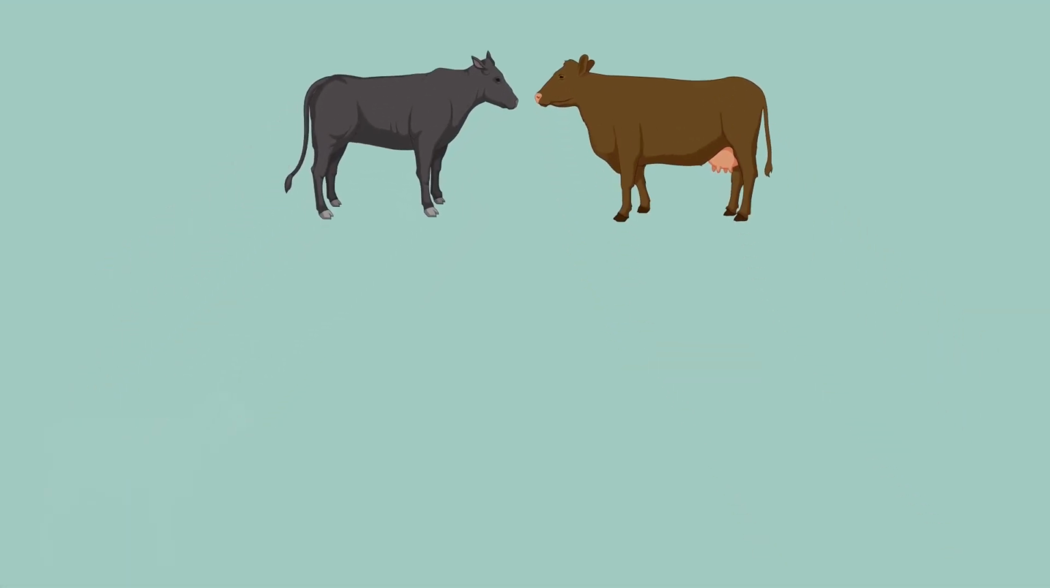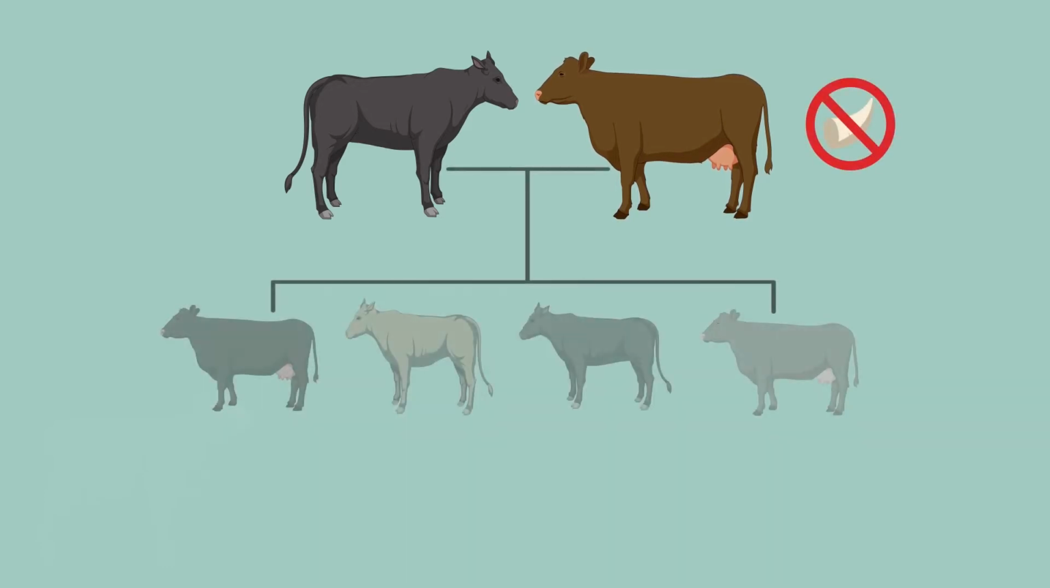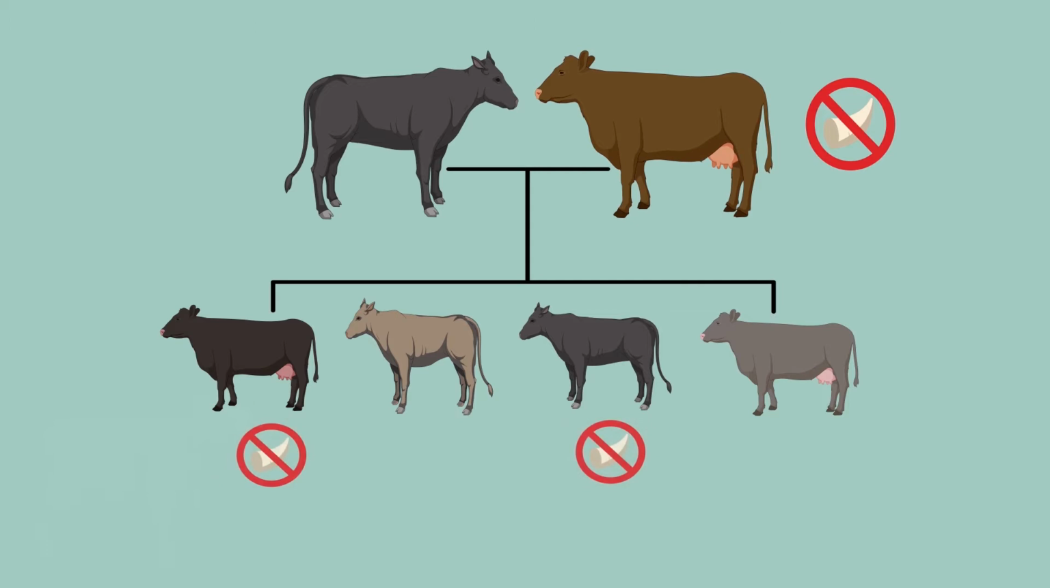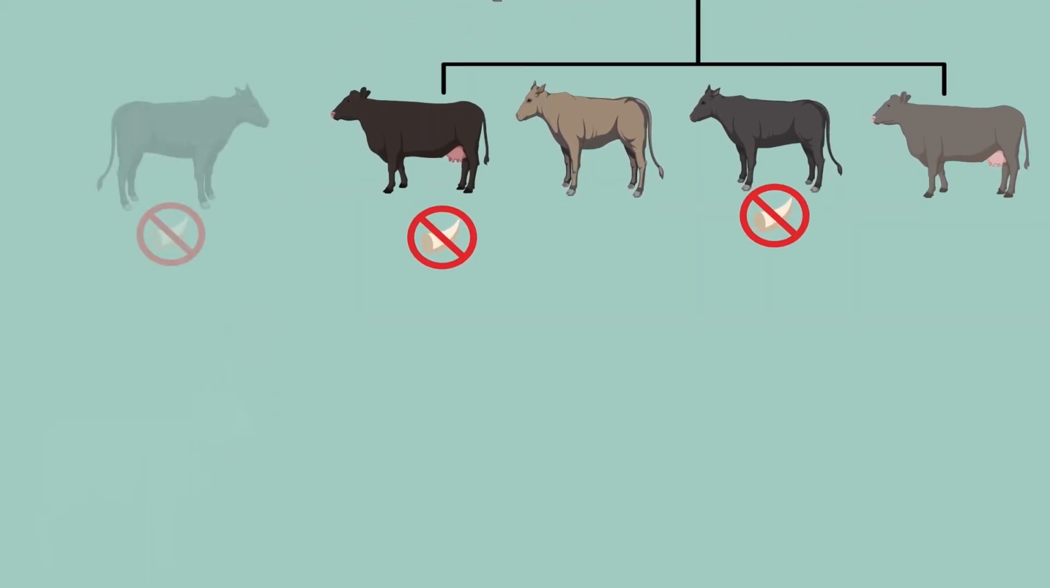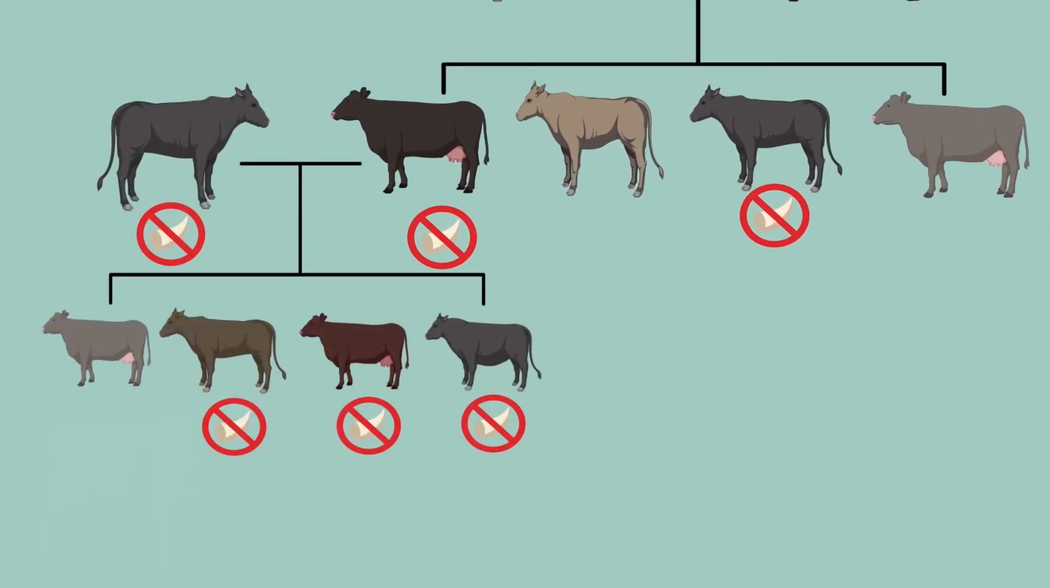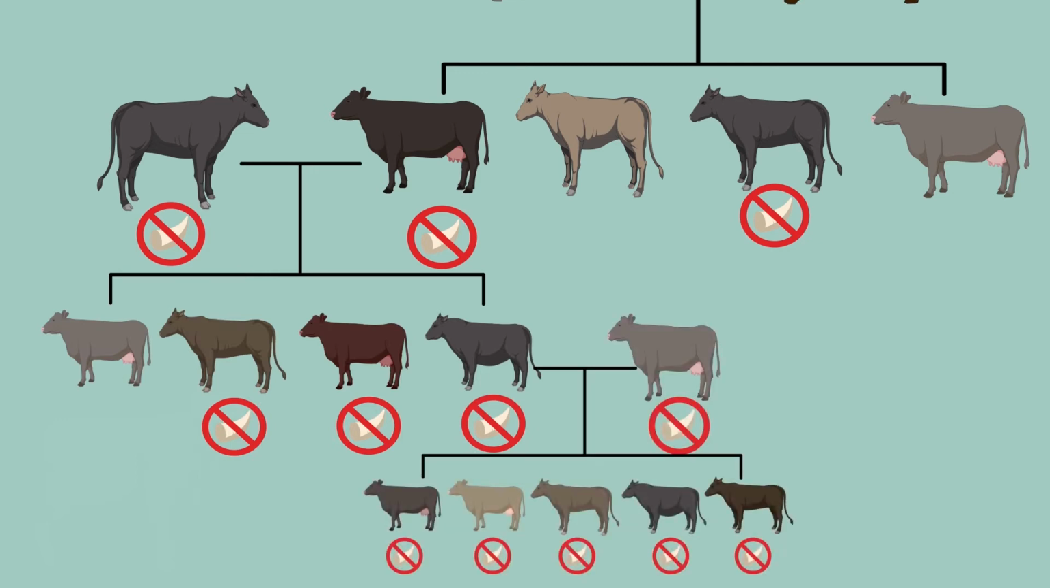By selecting and breeding individuals with features that we consider useful, we can hopefully pass these features on to the next generation and eventually the herd. This process takes a long time.